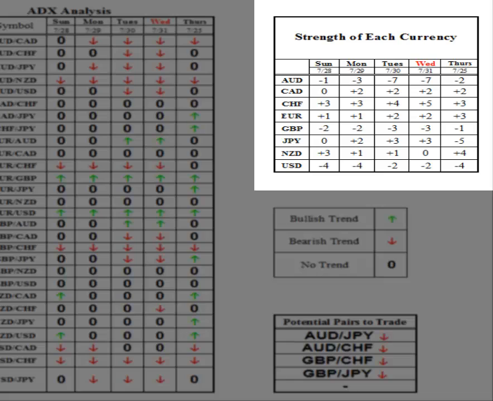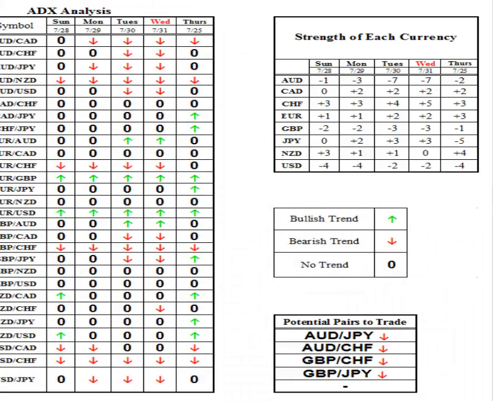Our objective is to match the strongest currencies with the weakest currencies so that we can find the highest probability Forex pair to trade. A strong currency can range between +1 and +7, and a weak currency can range between -1 and -7. However, in calculating the potential pairs to trade, we only use a strong currency between +3 and +7, and a weak currency between -3 and -7.